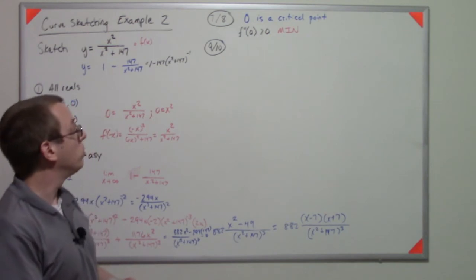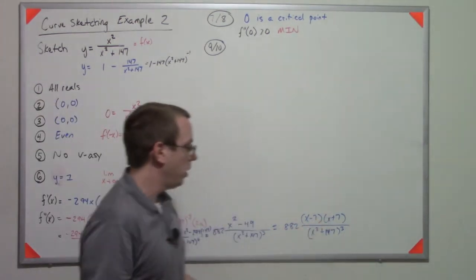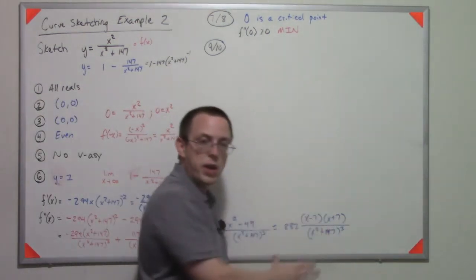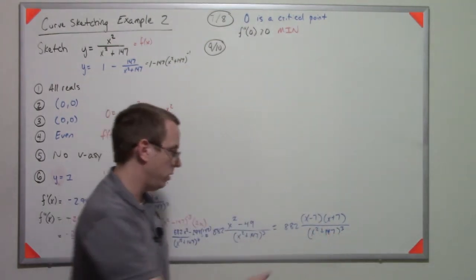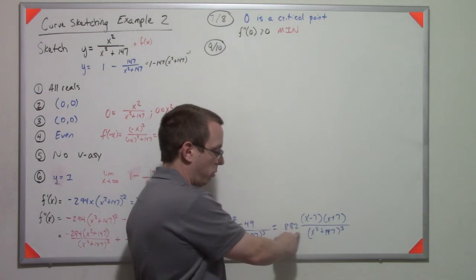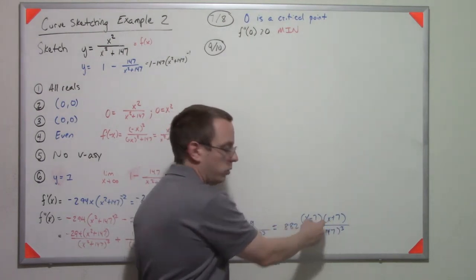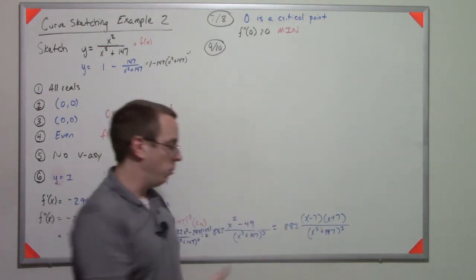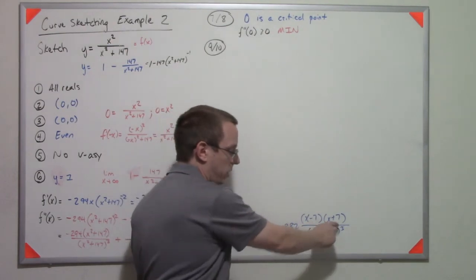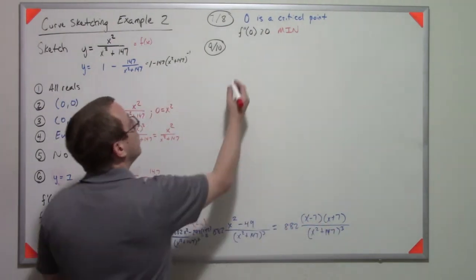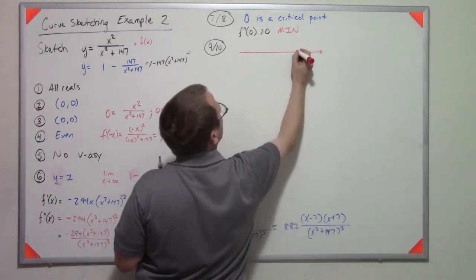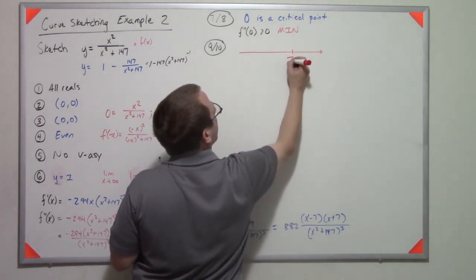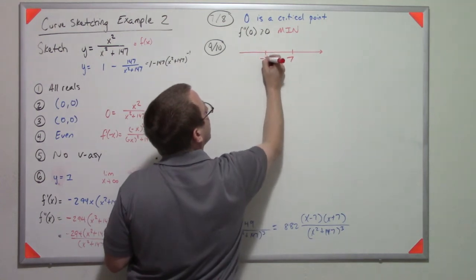This stuff's really difficult. So for points of inflection, there's no place where this fails to exist, because this is always positive, so cubing it's always positive. This is just some number. So it doesn't fail to exist anywhere, but it will be 0 when x is either 7 or negative 7. So what I have to do is say, all right, positive 7, negative 7.